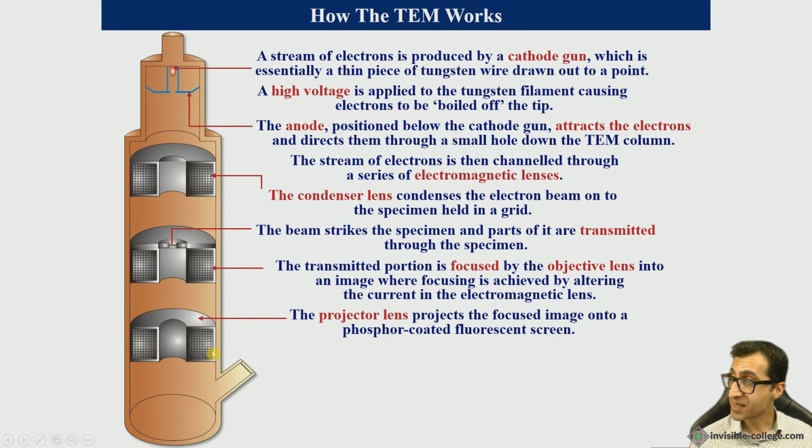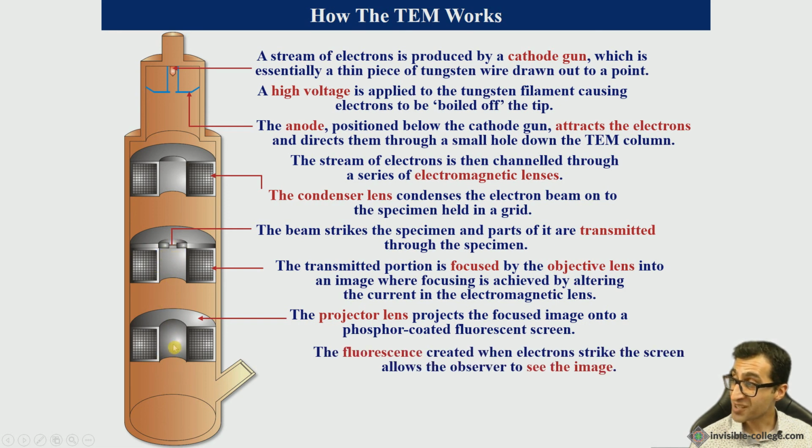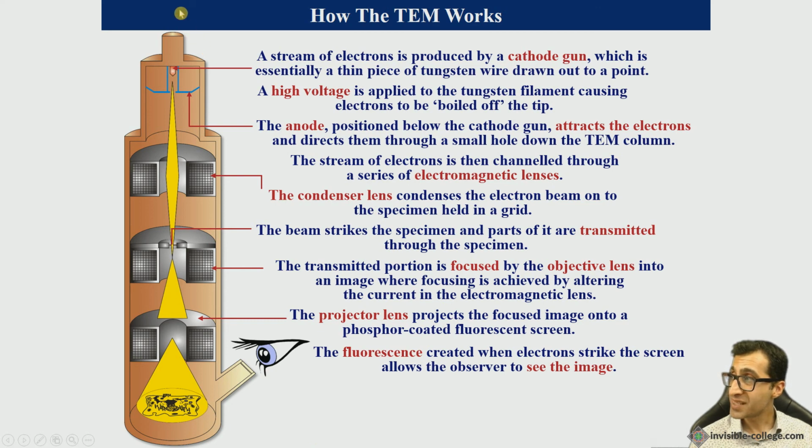Now the projector lens is another electromagnetic lens which is responsible for focusing the image produced by the transmitted and focused portion of the electron beam. So this is responsible for passing that electron beam, which has passed through the specimen and has been focused by the objective lens, onto a phosphorescent stage where the electrons strike and produce an image which can then be viewed by the observer or captured as a photograph. So this is essentially how the transmission electron microscope works.